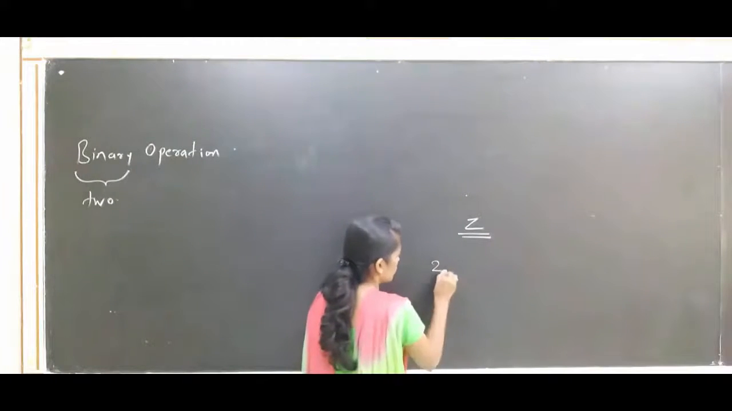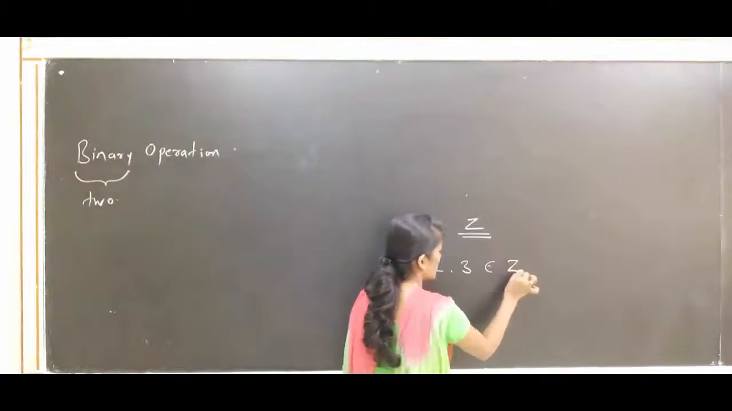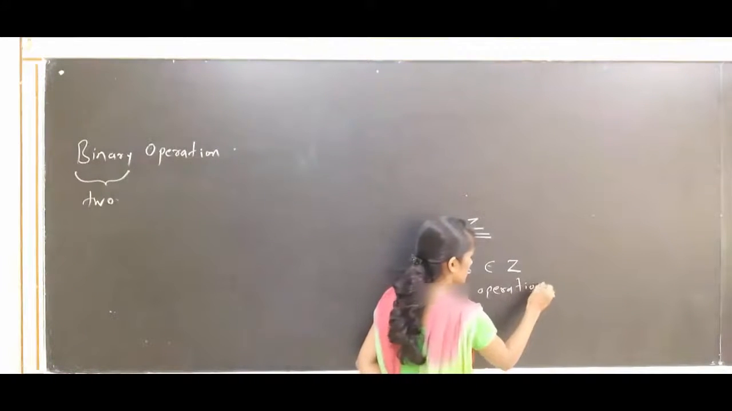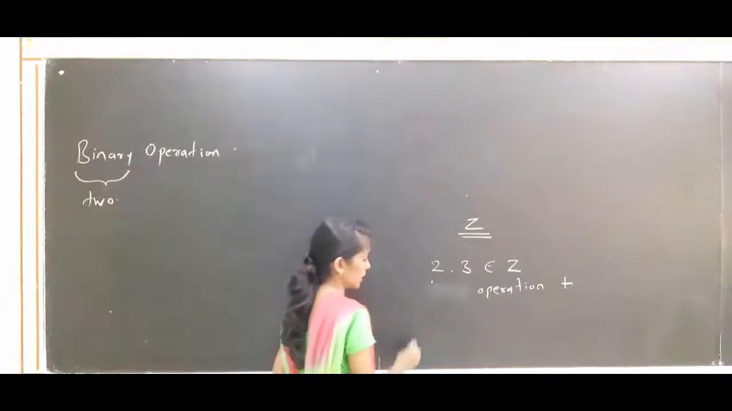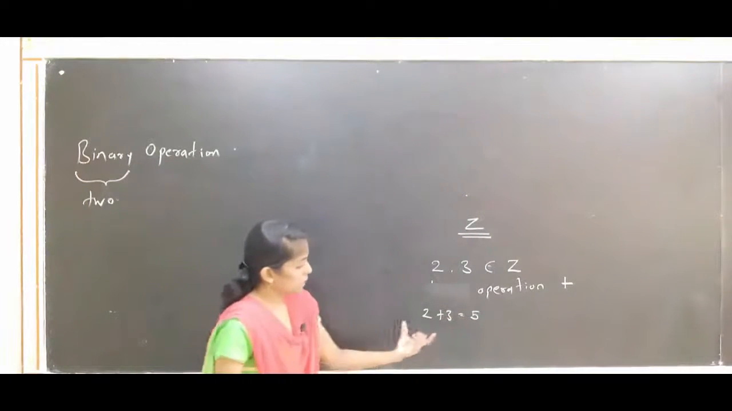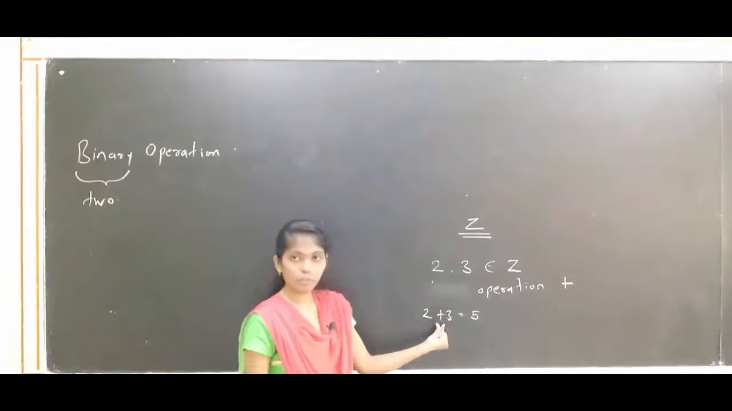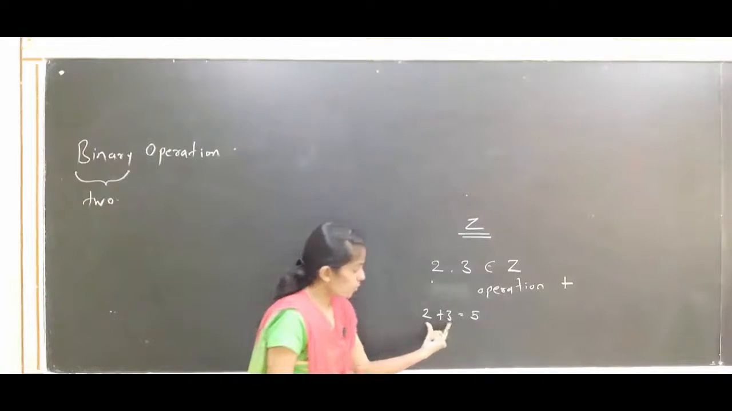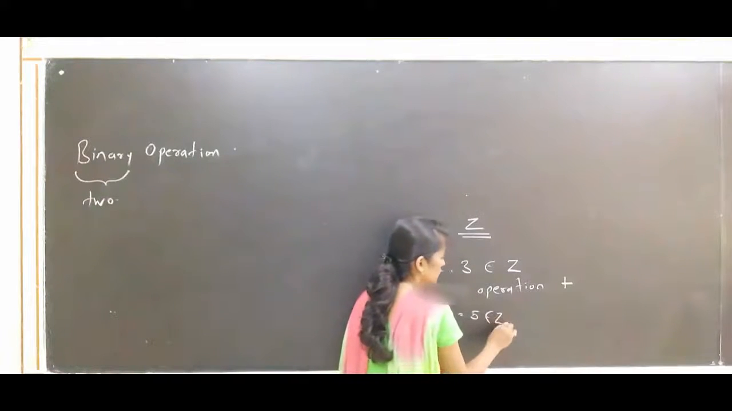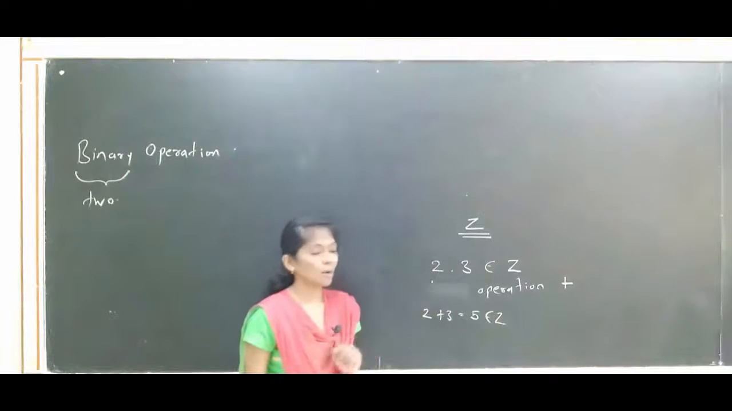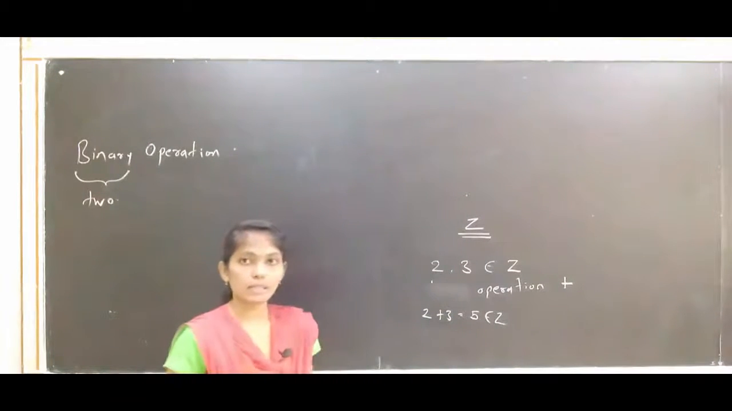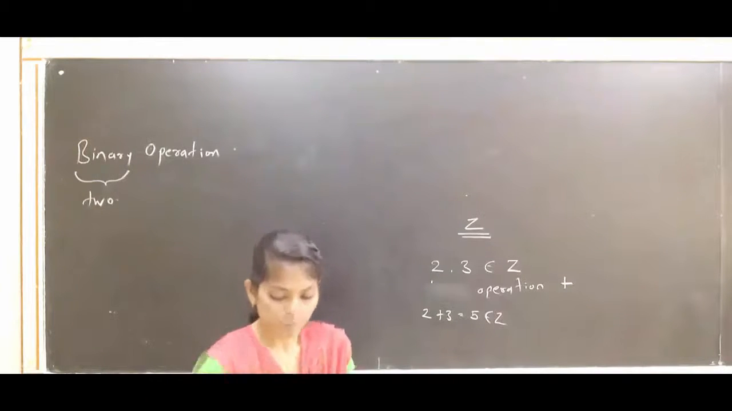Now 2 and 3 belong to the set of integers, and here we consider the operation, suppose addition. So here 2 plus 3 is equal to 5. Here we combine these two elements by using the operation addition, and we get 5, and 5 again belongs to the set of integers. So that's why addition is called a binary operation. Now we see the definition of binary operation.